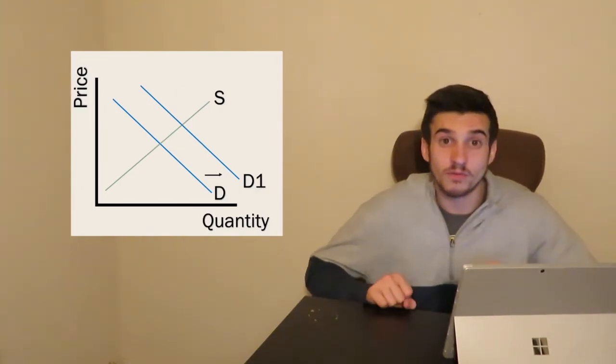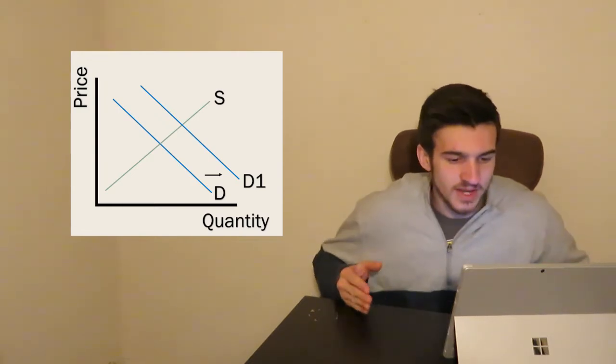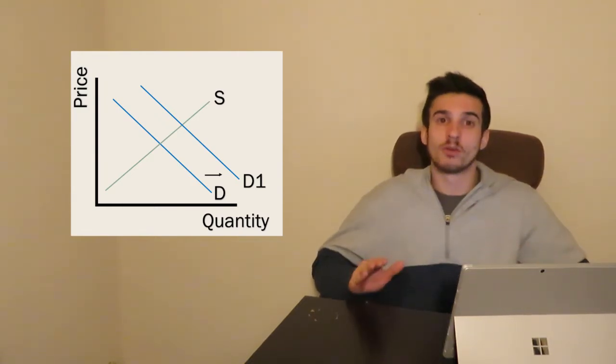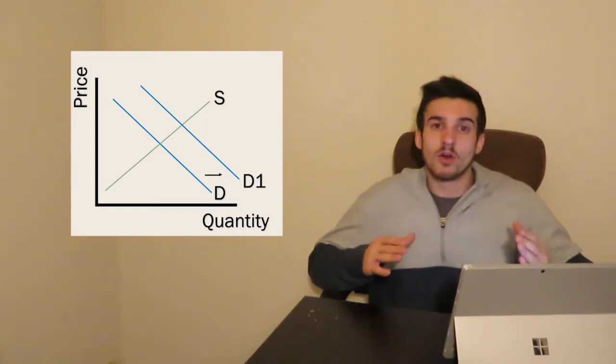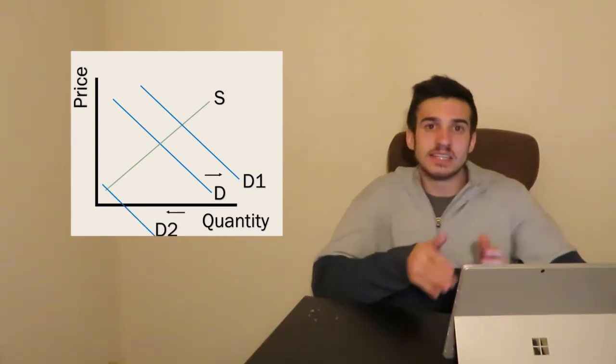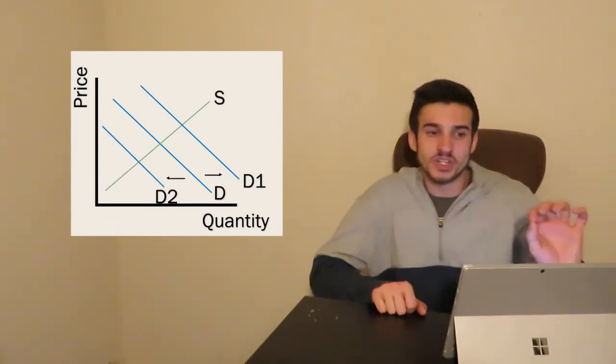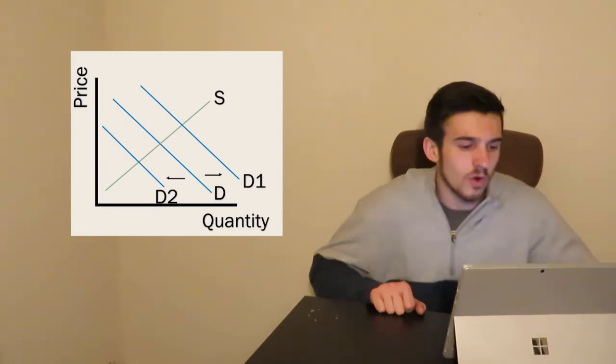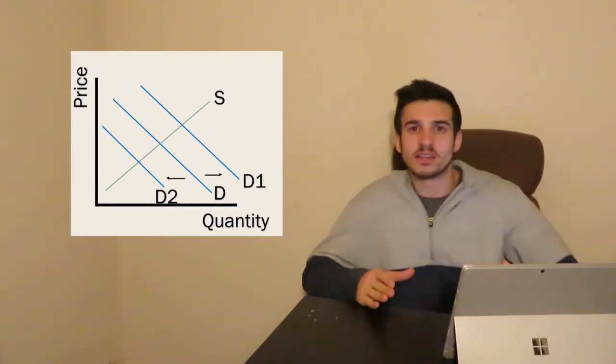Let's say that we're looking at the market for chicken eggs. Say a report just comes out saying that chicken eggs cause hair loss. Well, this is going to cause a shift from D to D2, showing a leftward shift in demand, which is going to cause a price and quantity decrease.